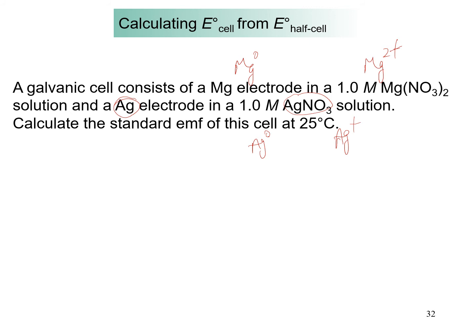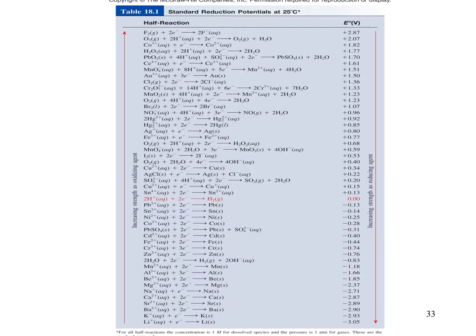Very straightforward question. What you're going to do is look for these values in your chart. Let me pull up the chart again. Okay, so we're looking for silver and silver plus and magnesium 2 plus. Silver plus is right here, silver plus is changing to silver right here, plus 0.80. Then magnesium and magnesium 2 plus, where is magnesium? Right here at the very bottom.